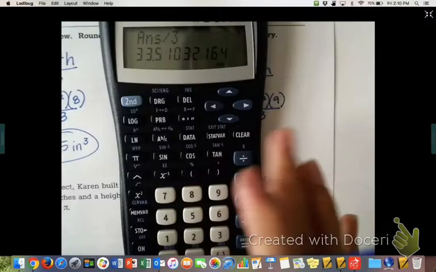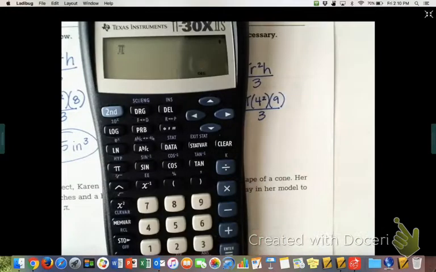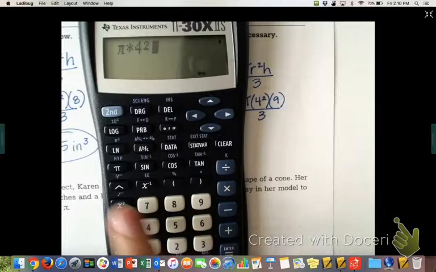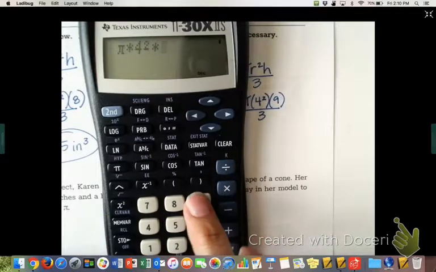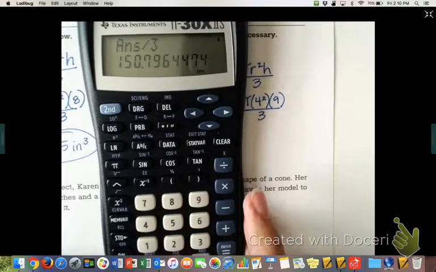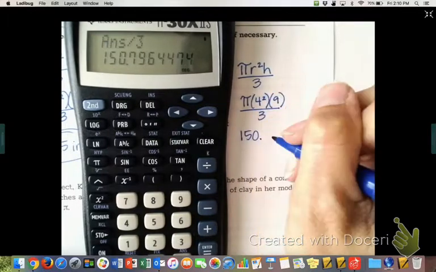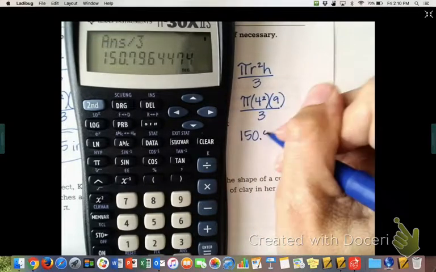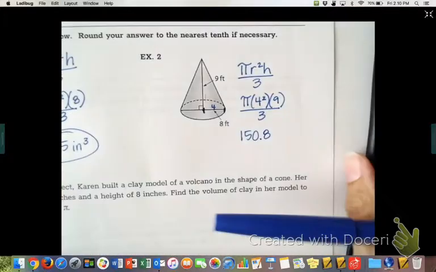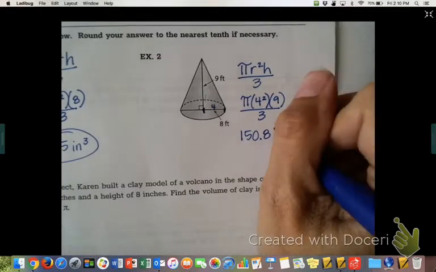Alright, so again, fancy pi button times 4 squared times 9 divided by 3. And we're rounding to the nearest tenth, so this one would be 150 point, round that 7 up to an 8. And that is feet cubed.